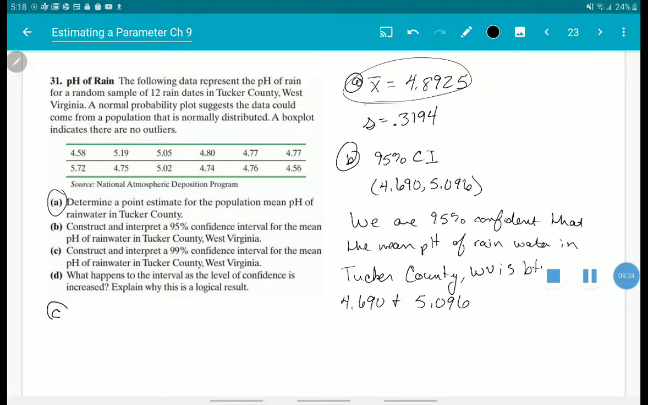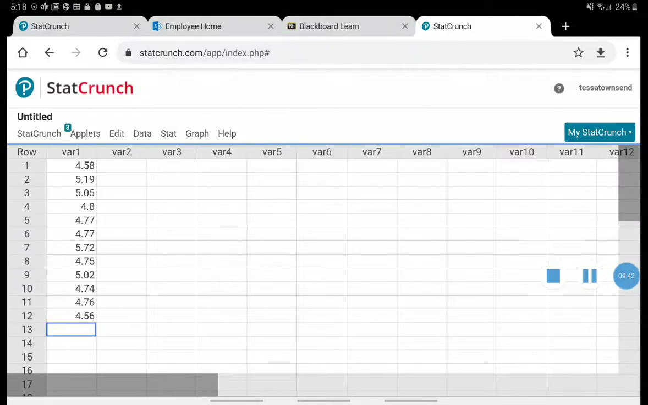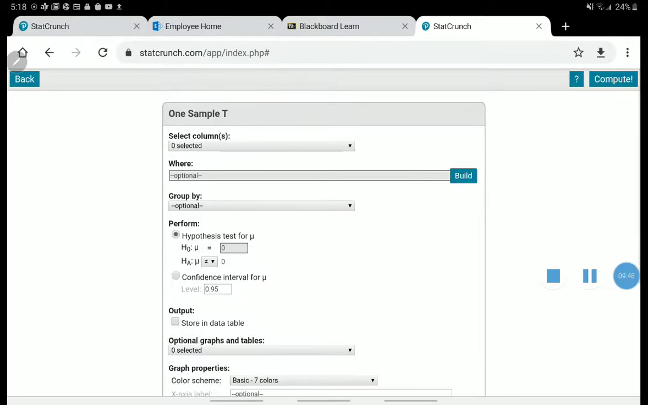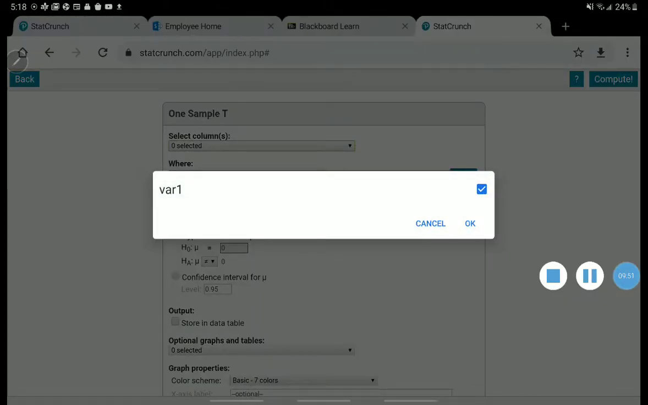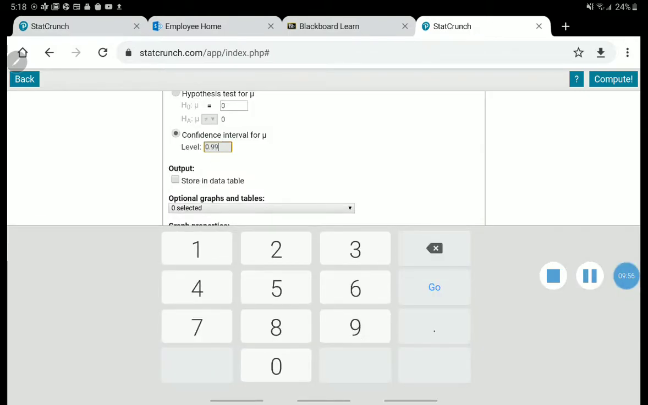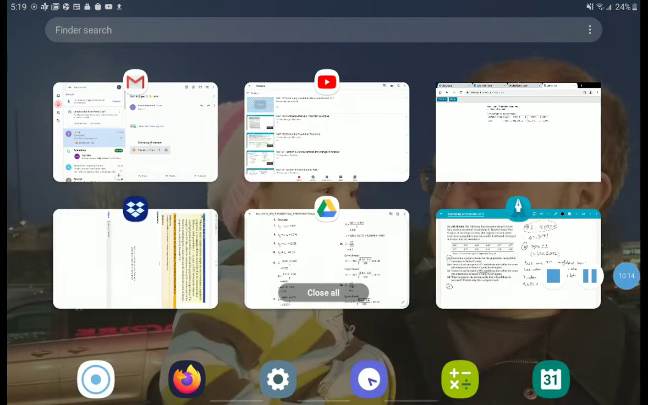So C is asking us to change that confidence interval to 99%. So we're going to go to Stat, T-stats, 1 sample. This is with data again. Everything's in my first column. We want to do confidence interval and compute. So you can see how that's changing that confidence interval. So 4.606 to 5.179.